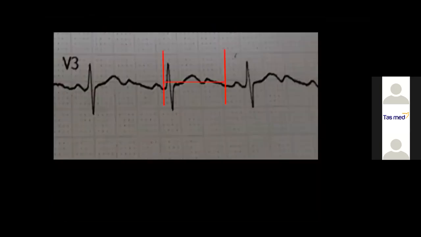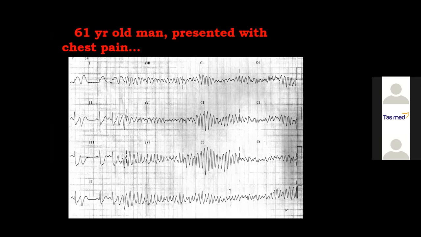So, how do we measure QT interval? QT interval is measured from the beginning of Q wave to the end of T wave. That is the total QTU interval. And if this QT interval is more than half of RR interval, this is called prolonged QT. This prolonged QT interval is responsible for dangerous ventricular arrhythmia, including fibrillation.